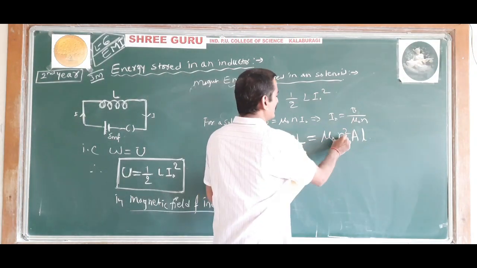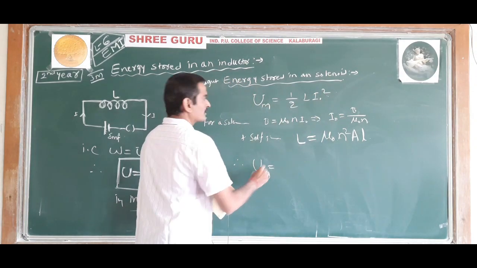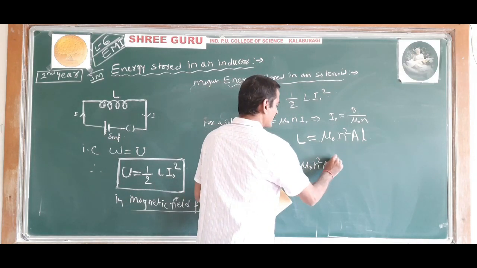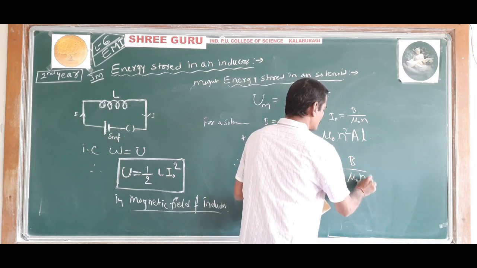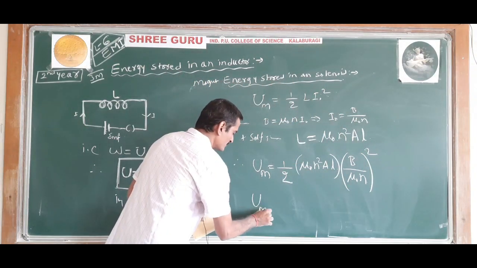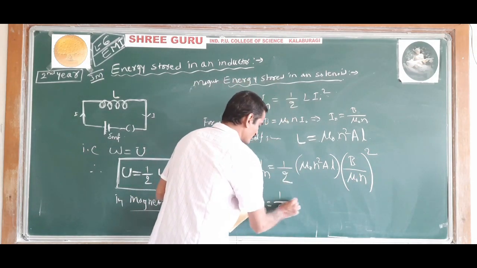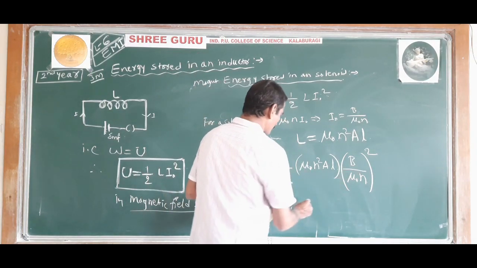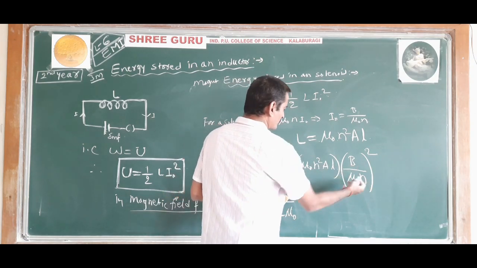Now substitute these two values in this equation. So therefore, UM is equal to 1 by 2 L, that means mu naught n square A L, into I naught square, where I naught is B divided by mu naught n. So UM is equal to 1 by 2, mu naught square in the denominator, one mu naught will remain, and this is B square, and n square will cancel.